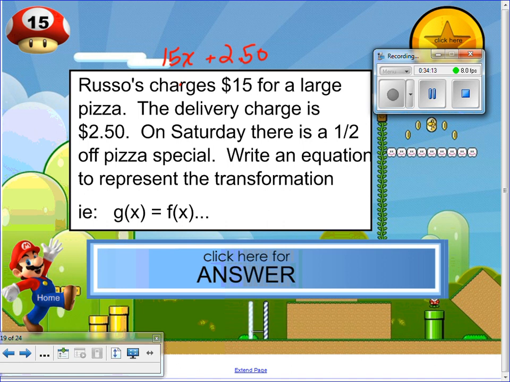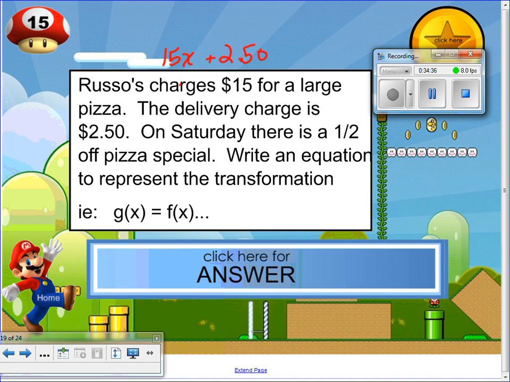Okay, remember that if you do the number on the outside, this is slope change, because we have 1/2. If we do the number on the outside, remember that it's going to affect everything. It's going to affect both the slope and the y-intercept. So it's going to affect the slope of 15 and the y-intercept of $2.50. And we don't want that to be the case. So we're not going to do a vertical stretch or vertical compression.